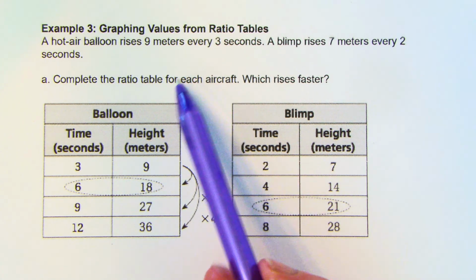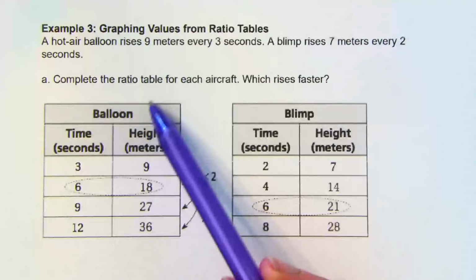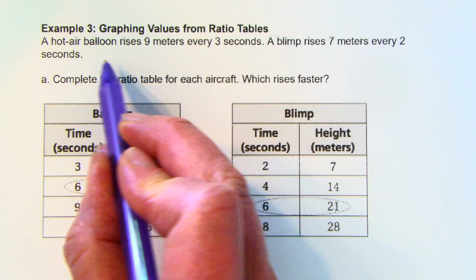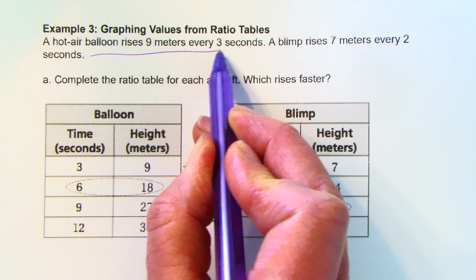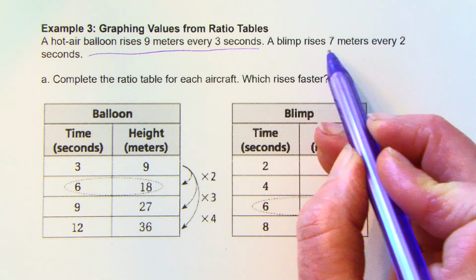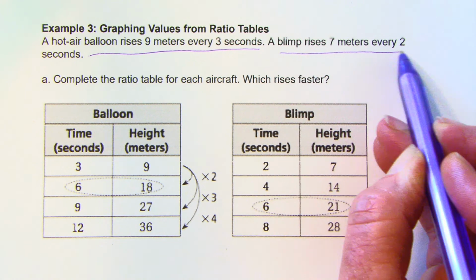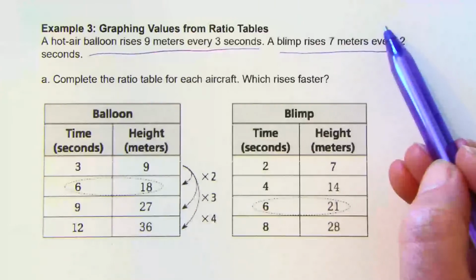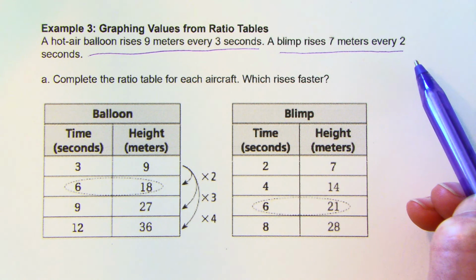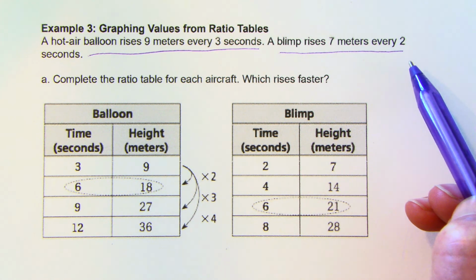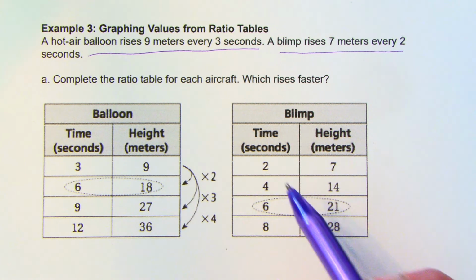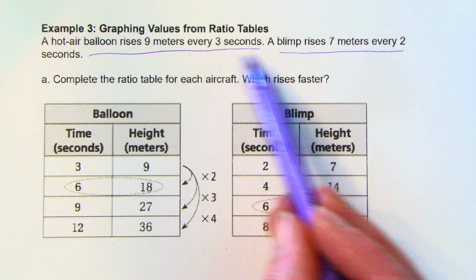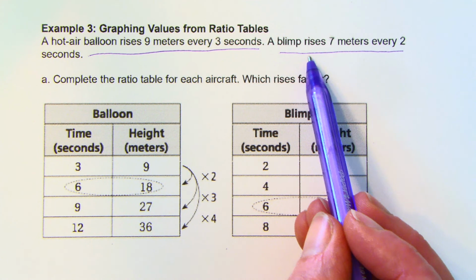So the problem says we have a hot air balloon that rises 9 meters every 3 seconds. So there's the balloon, 9 meters for 3. And we have a blimp that rises 7 meters for 2 seconds. Have you seen the Goodyear blimp that flies around? Well, I guess it used to fly around. All right, so we're comparing the rate for the hot air balloon versus the rate for the blimp.